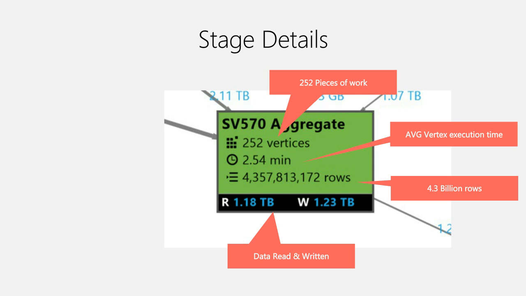And it has executed within 2.54 minutes. This is an average number. This is not 2.54 minutes for each vertex. It's an average of all the vertices put together, right?